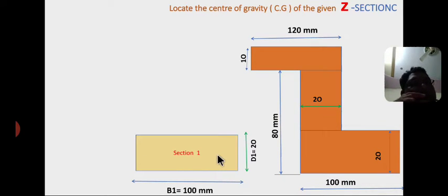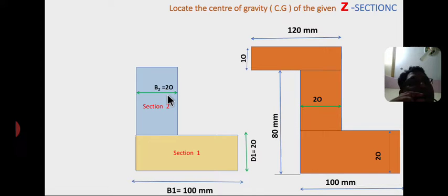Now I am considering the second rectangle as section 2. Dimensions are base B2 equal to 20 mm, and height or depth of the second rectangle D2 equal to 80 minus 20, that is 60. So D2 equal to 60 mm, from here to here only.